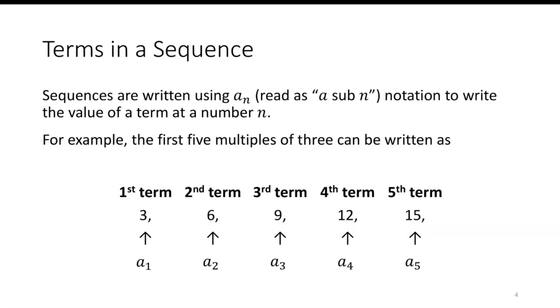As far as notation goes, each term is written in the form a sub n. That's the notation for the value of the term at the number n. So for example, a sub 1 is equal to 3 in this example. That's the first term. And then a sub 2 is 6, a sub 3 is 9, a sub 4 is 12, which is the fourth term. A sub 5 is 15, which is the fifth term.